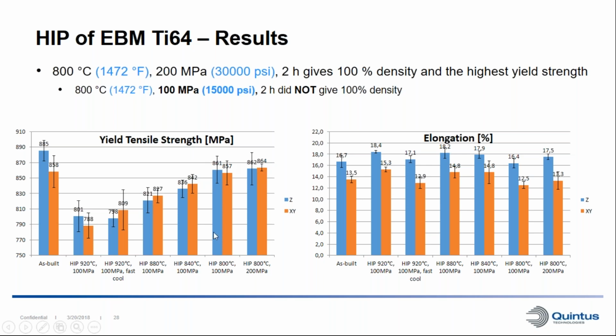One thing that we also saw was that at 800 degrees Celsius and 100 megapascals, there was a tendency that we didn't get full densification. And that was, of course, a requirement for all the HIP cycles, that we have to get full densification, because that's, of course, the main purpose with the HIPing. But we also did the same temperature and cycle, but with 200 megapascal pressure instead. And then we actually saw that we got 100% density to fulfill that requirement. We could see that the elongation was pretty much the same for all material, all variants.